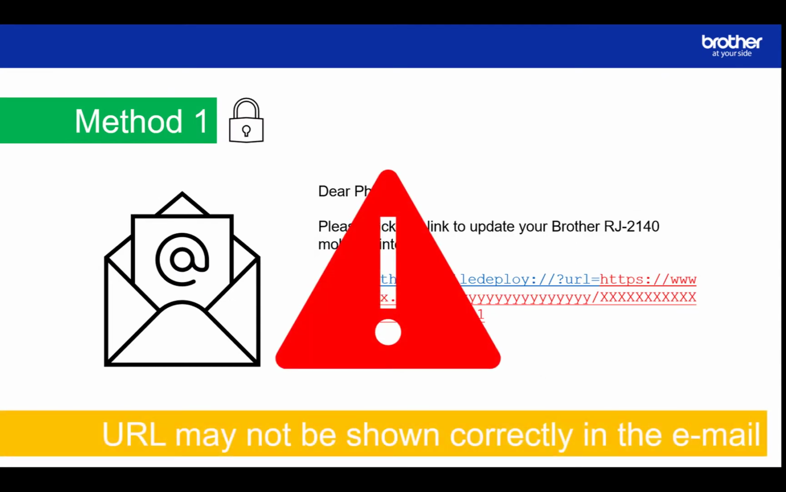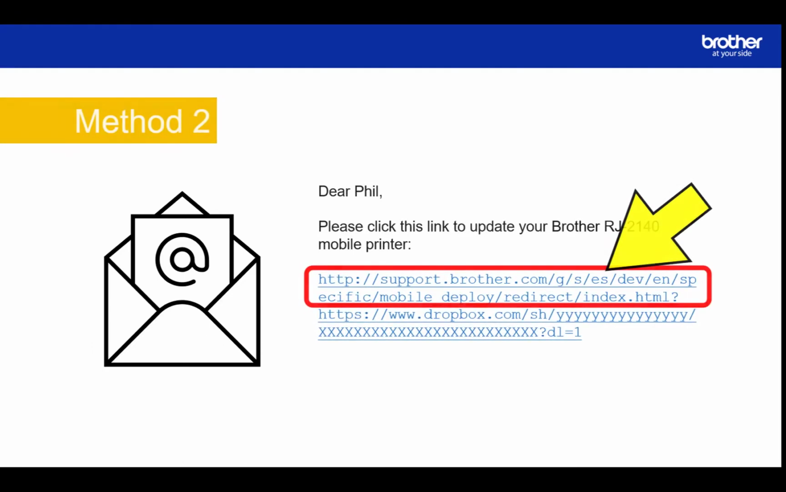You may find that the email you receive does not work and therefore you may not be able to use this method. If so, a second method is available. This is a Brother URL which will make your mobile printer load the Brother Mobile Deploy app. This URL would never change. However, please note that this method may not be appropriate for you. You will notice that you're passing the Dropbox URL to a Brother HTTP server. This means that the Dropbox URL could technically be seen by malicious users.